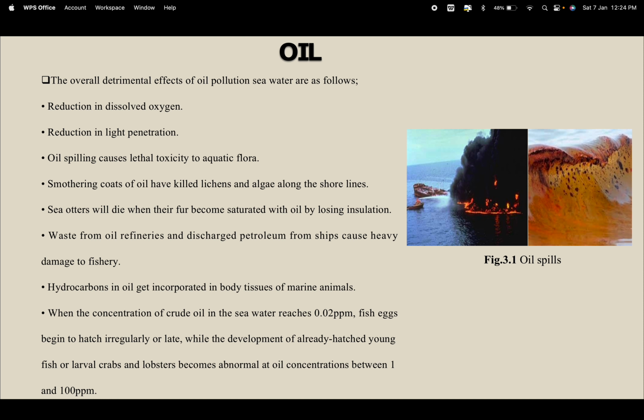When the concentration of crude oil in the seawater reaches 0.02 ppm, fish eggs begin to hatch irregularly or late, while the development of already hatched young fish or larval crabs and lobsters becomes abnormal at oil concentrations of 1 and 100 ppm.